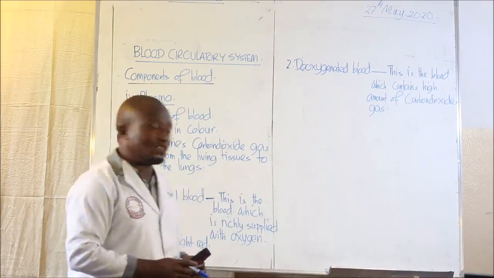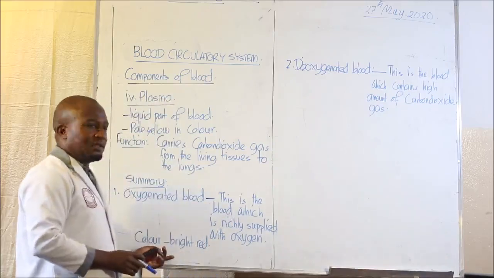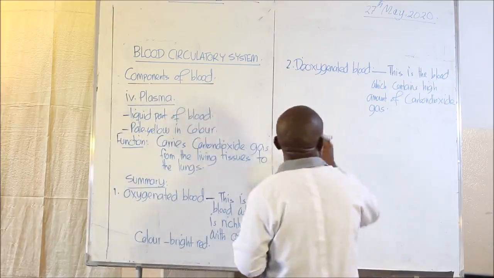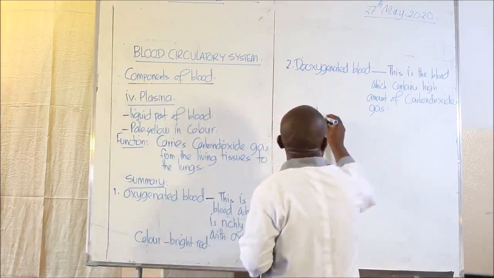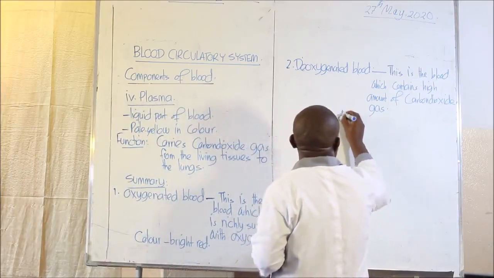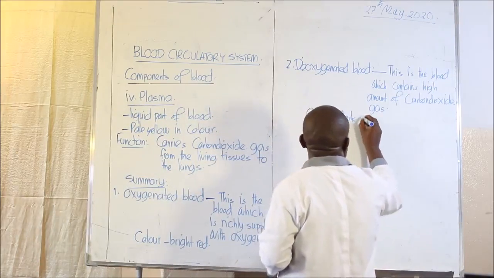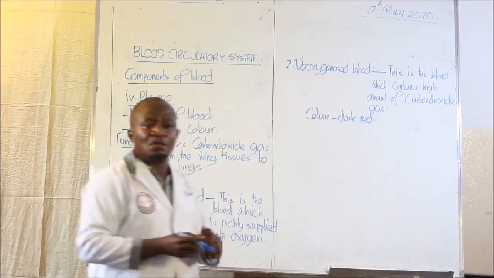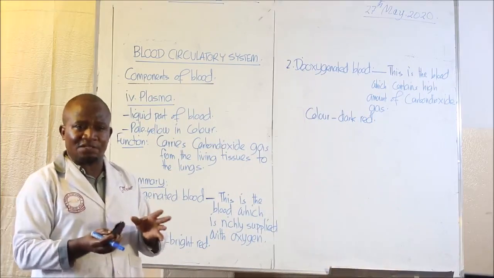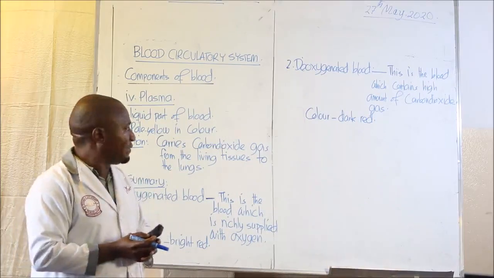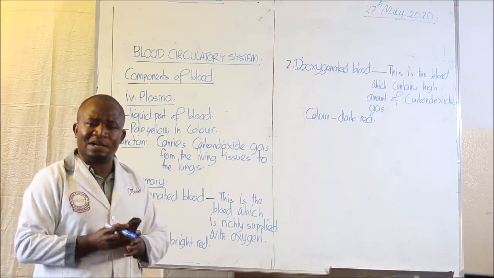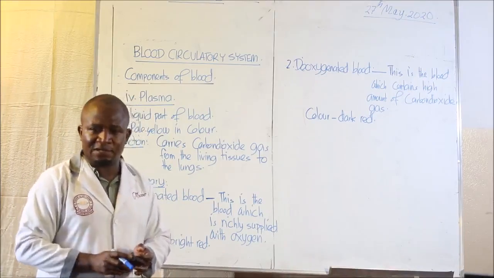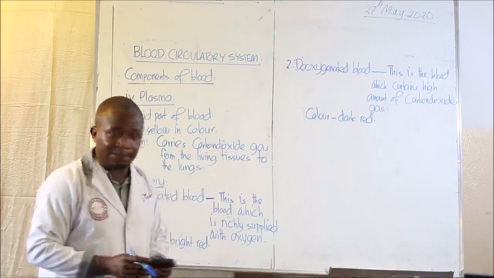So the color is not bright red like in oxygenated blood. The color is dark red. So the color of deoxygenated blood is dark red. You have to understand these terms because in our next discussion, we will be talking about blood vessels. There's a part whereby some of the vessels are said to be carrying oxygenated blood and others deoxygenated blood. So this concept is very, very important.